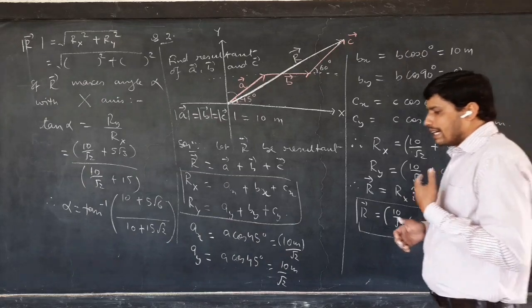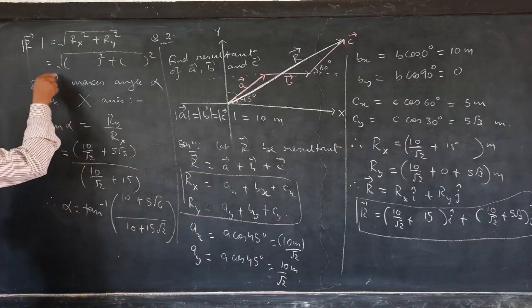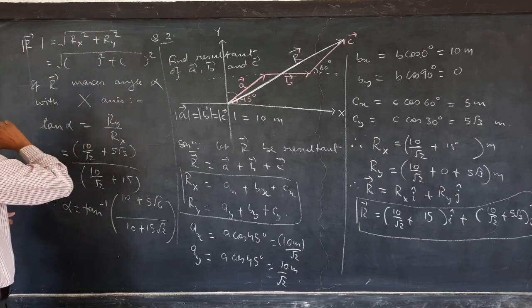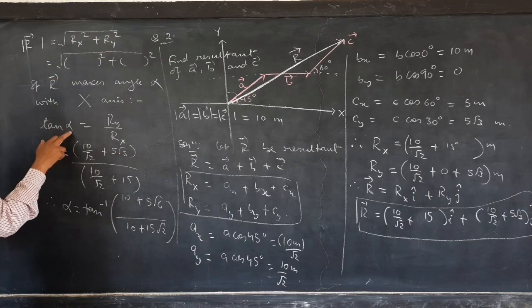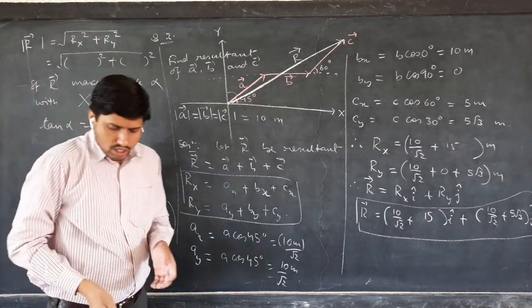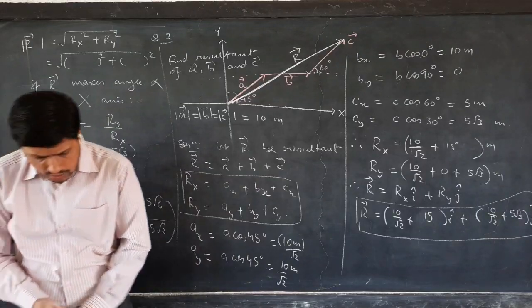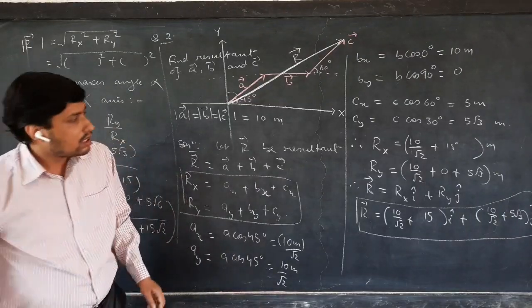And if direction and magnitude are required, you will have two more steps. Magnitude will be under root x component square plus y component square, and if it makes angle alpha with the x-axis, then tan alpha will be y component by x component. So this is the method for solving that. Let us now discuss some more questions.